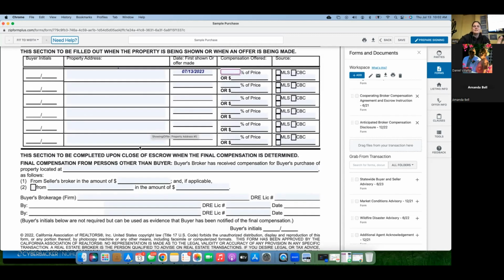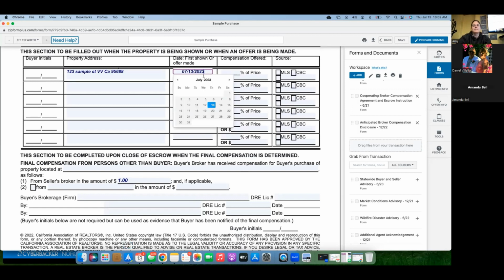This bottom section is to be completed upon close of escrow when the final compensation is determined. Then you put in the property address that they're actually purchasing. You would put what you're getting from the seller's broker, so what's being offered in the MLS. And then maybe if you negotiated more from the seller. Let's say in this case, this one was only offering 1%. So we would have 123 Sample Street, Vacaville, California, 95688, and we disclosed that they're only offering 1%, and that's what's being offered in the MLS.